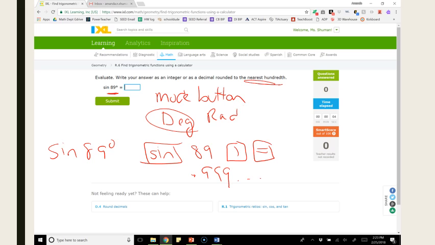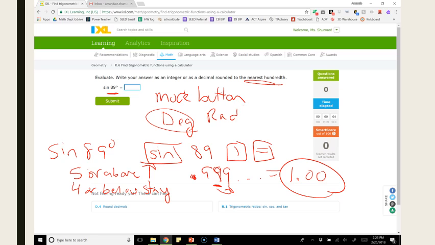Now this says round to the nearest hundredth. So the hundredth is the second number after the decimal place. I have to look at the one right after it. Remember, if it's 5 or above, round up, and if it's 4 or below, you stay. So because this is 5 or above, we're going to round this one up to the next highest number. But it's already 9, so that one has to go up to a 10, which means that one has to go up to a 10, so my actual number is 1.00. And yes, you do have to put in the 2 zeros, otherwise it will mark it wrong because you're not rounding to the correct space.